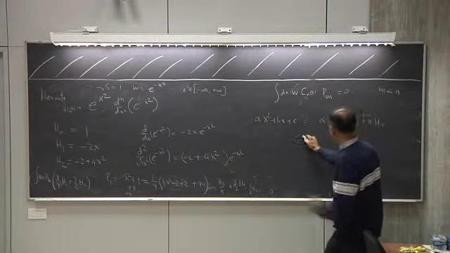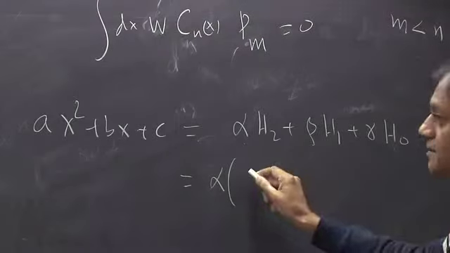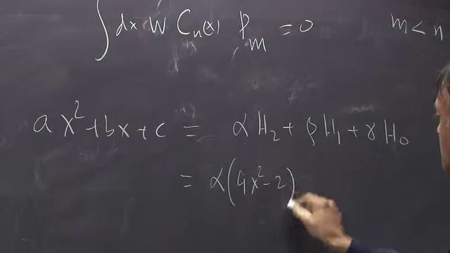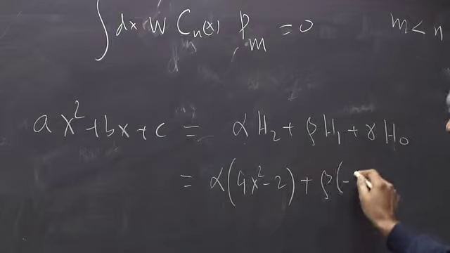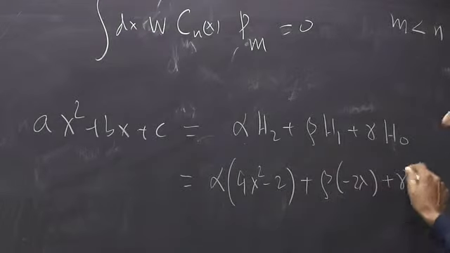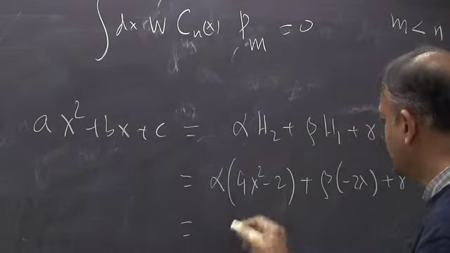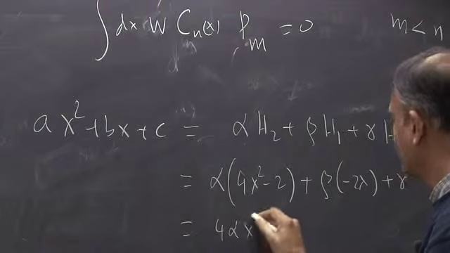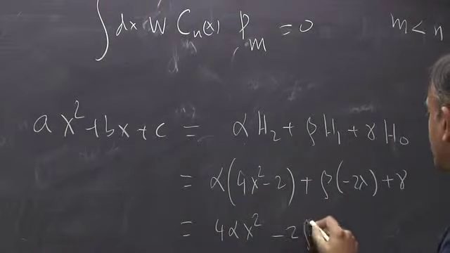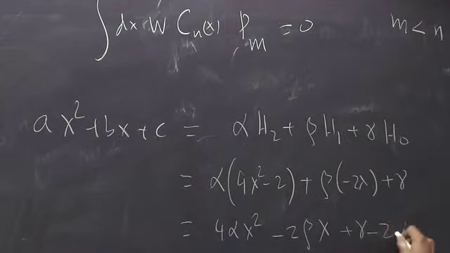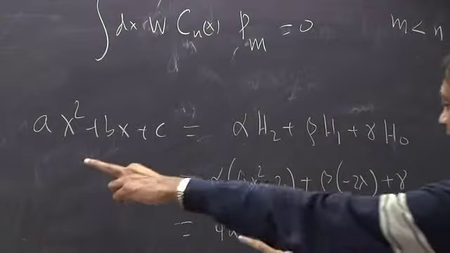Well, let us do this. So, this becomes alpha times h2, which we have already written here, 4x square minus 2, plus beta times minus 2x plus gamma times 1. Now, let us compare the two things. So, this is the same as 4 alpha x square minus 2 beta x plus gamma minus 2 alpha, right? Okay. So now just compare the two sides.